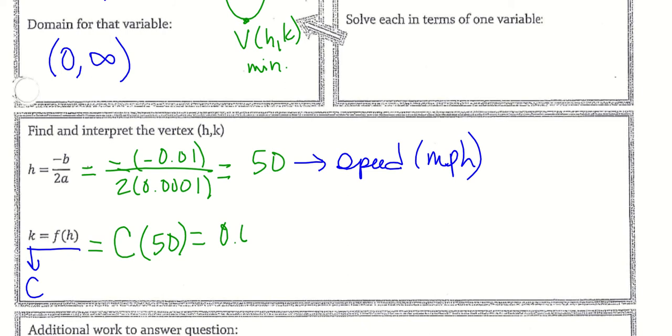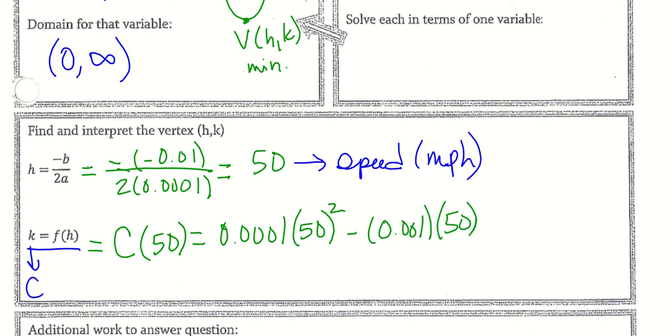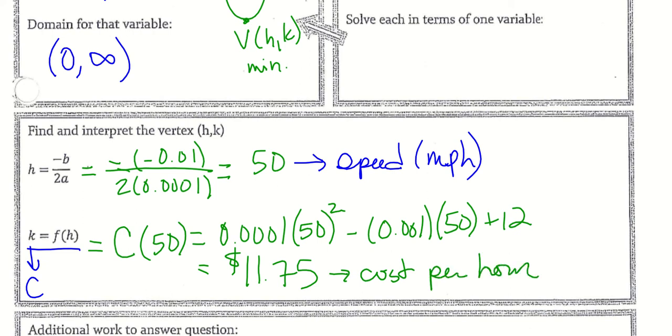So we've got 0.0001 times our speed, 50 squared, minus 0.001 times 50 again, plus 12. We simplify that and we get 11.75. That is a cost per hour, so that's in dollars, right, per hour. So this is our cost for operating the truck per hour if we travel 50 miles per hour.